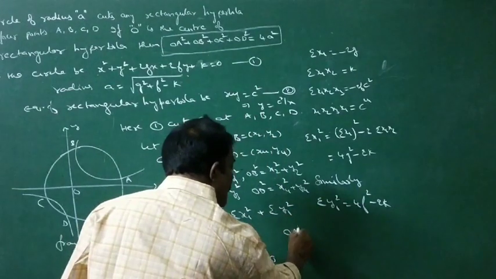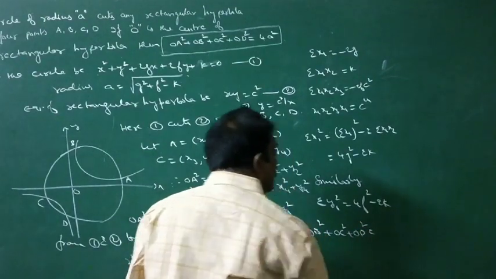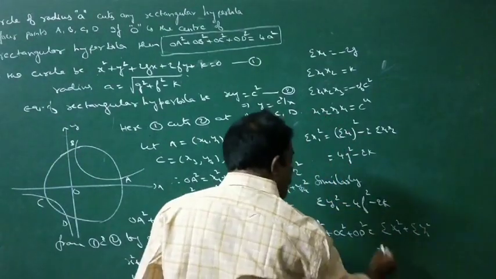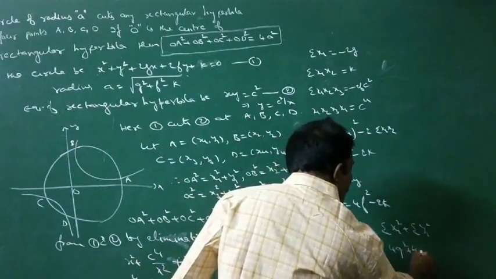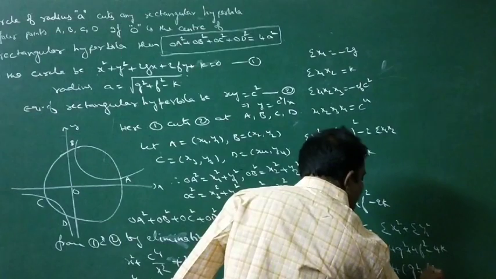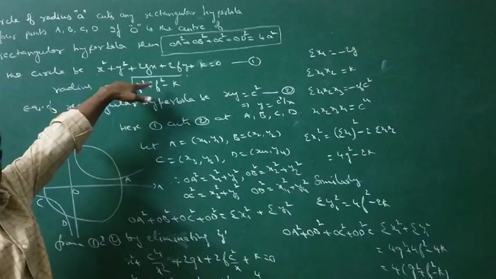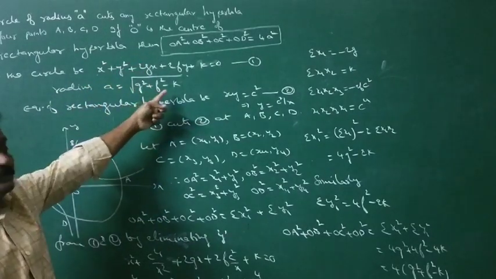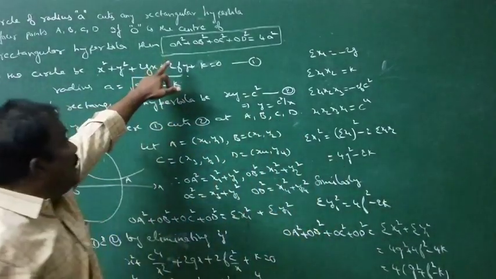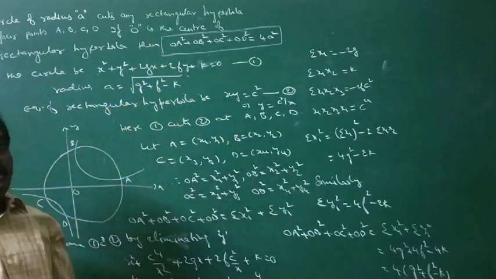From this one, oa square plus ob square plus oc square plus od square equal to sigma x1 square plus sigma y1 square, that equal to 4g square plus 4f square minus 4k. By taking 4 as common, g square plus f square minus k. Here the radius a equal to root over g square plus f square minus k. By squaring that one, g square plus f square minus k equal to a square. So this is 4a square. Finally, we got the condition oa square plus ob square plus oc square plus od square equal to 4a square.